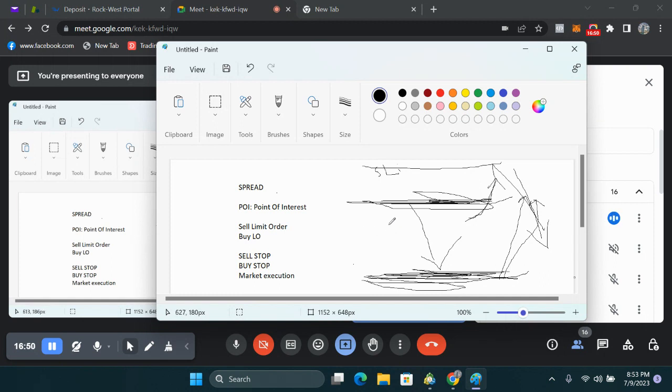Now for sell stop, for sell limit, we said the price will be on top. Now for sell stop, the price will be below. Now let me tell you a trick. Most fundamental traders, you understand?